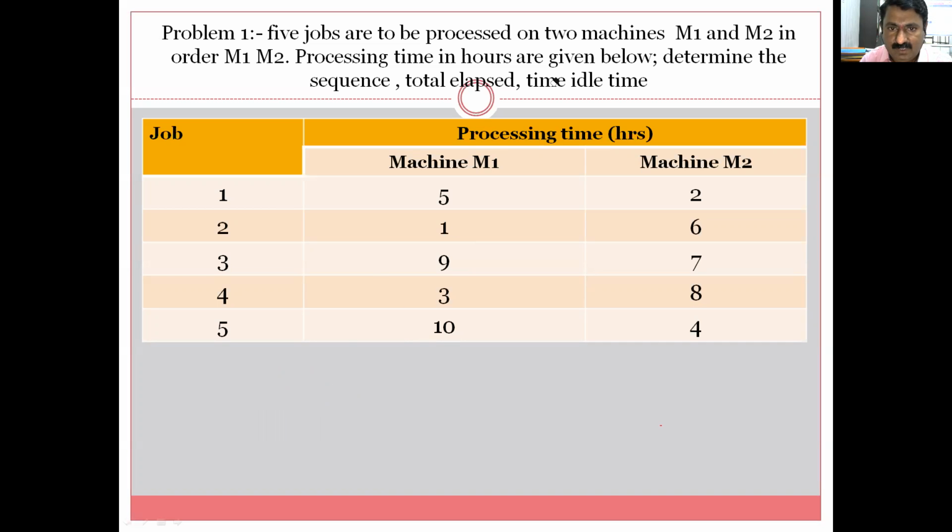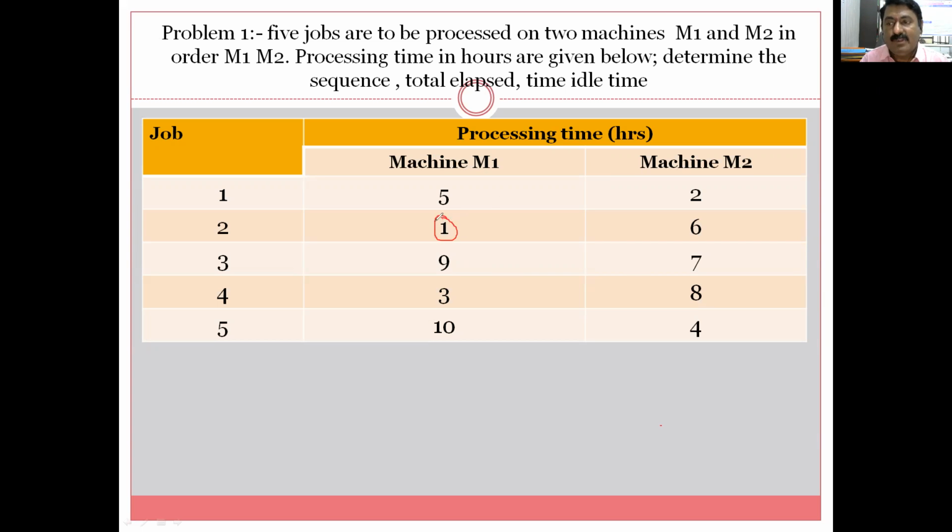So now, friends, decide. This is job number 1, 2, 3, 4, 5. For machine 1, what is the processing time required, and for machine 2, what is the processing time required. Now try to identify the time which is lower and put it in the chart box. So 5, 2, 1, 6, 9, 7, 3, 8, and 10, 4. I can say this one is the lower.